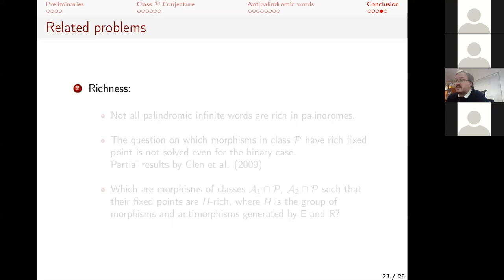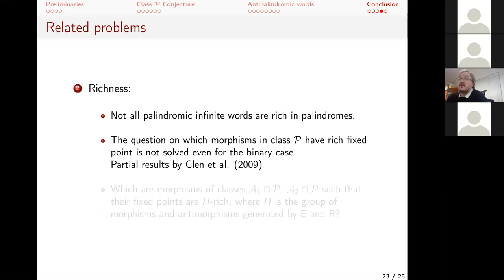Another somehow related thing is richness, because not all palindromic infinite words are rich in palindromes. An infinite word is rich in palindromes if all its factors contain the maximum number of palindromes, and the maximum number of palindromes for a word of length n is n plus one. And the question, even for class P, is not completely solved. So it is not known which morphisms in class P do have rich fixed points and which do not.